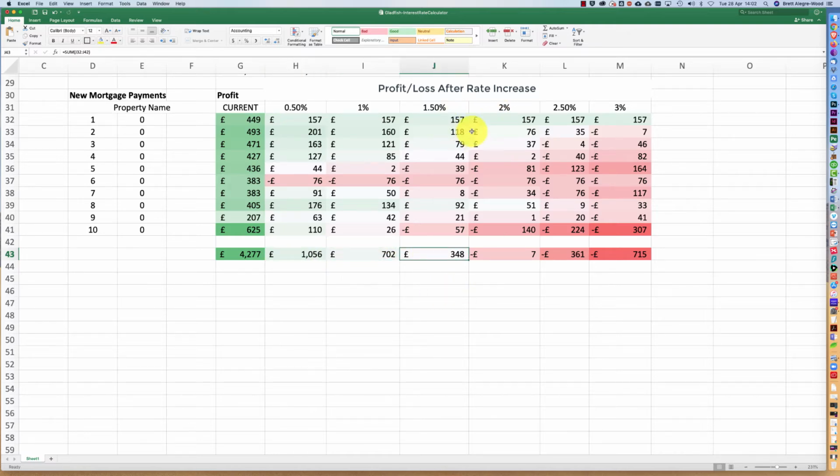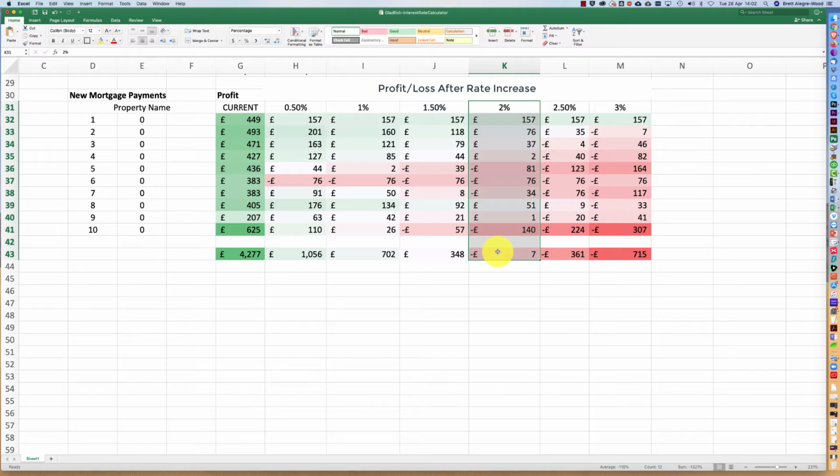So in this case, you could probably survive about a 1.5% interest rate rise. I always like to keep at least 2%. You can see it's $7 there, or £7 there. So really, this portfolio is probably okay. Now you're going to start to stress.